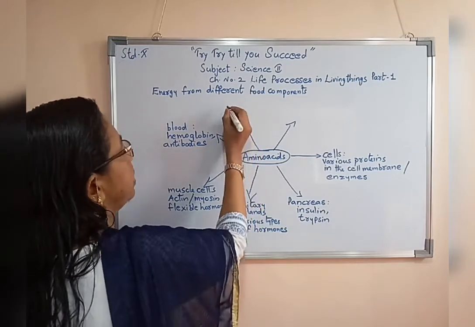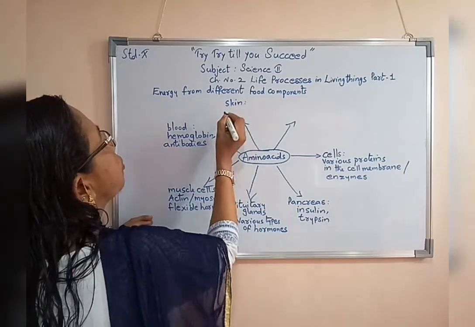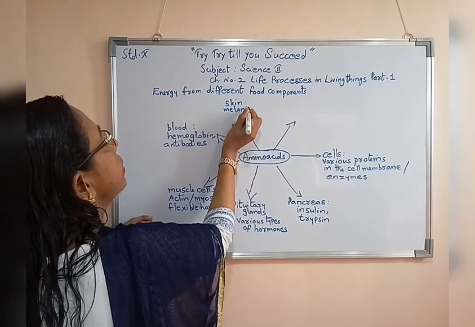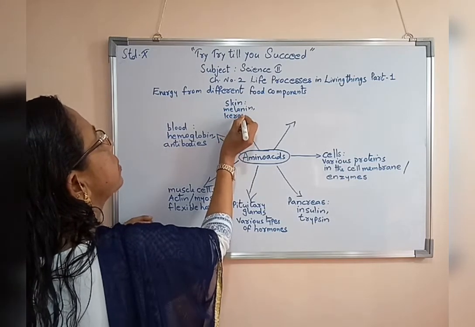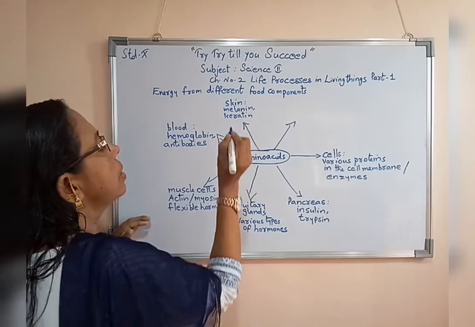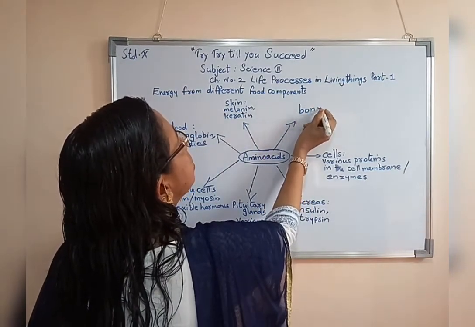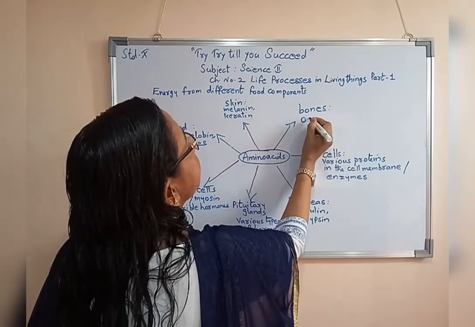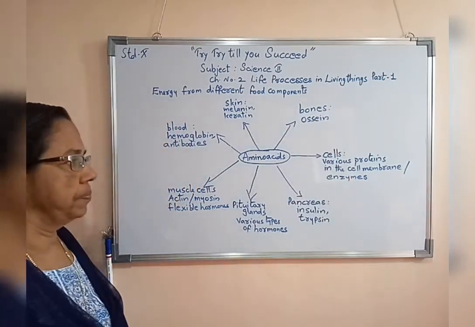When it reaches the skin, it produces melanin as well as keratin protein. When it reaches the bones, it produces a kind of protein that is known as osteine protein.